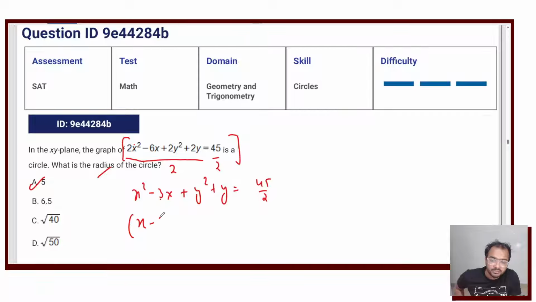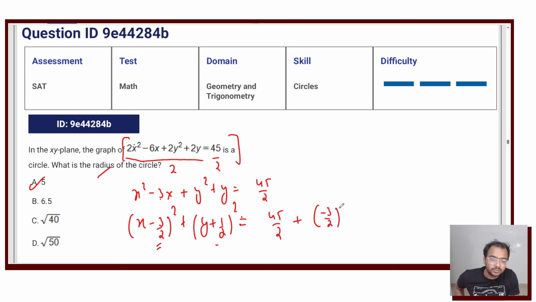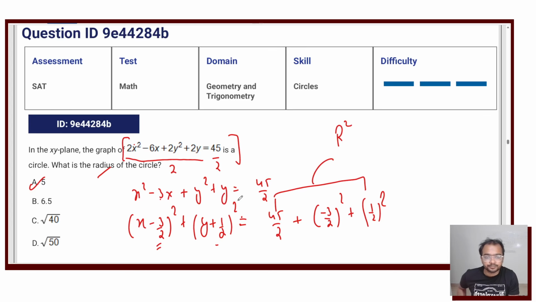half of negative 3 will be negative 3 over 2. Half of 1 will be 1 over 2, equals 45 by 2. You will keep it as it is, and on the other side you will be adding the squares of these, negative 3 by 2 squared and 1 by 2 squared. This entire thing when simplified will give you r squared, and it should come out to be 25, and then r will be 5. This is how you can do it algebraically.